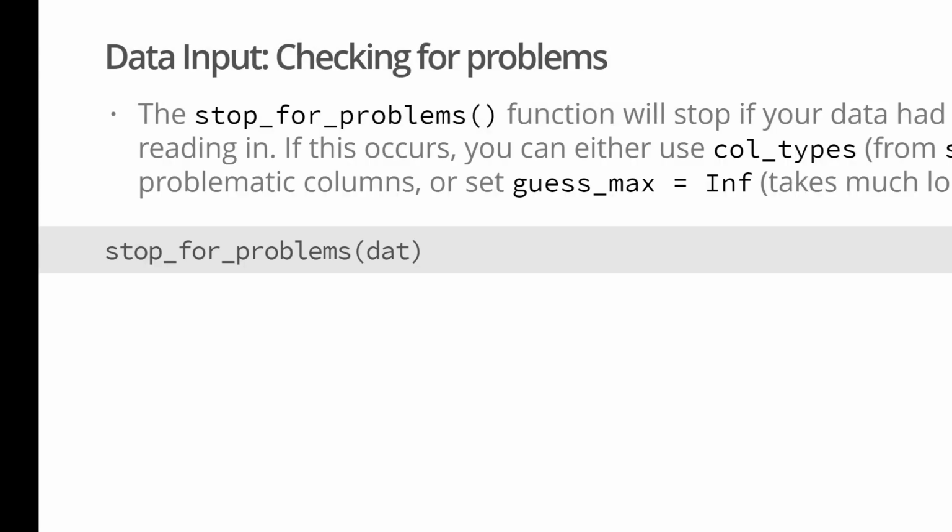And so there's this stop for problems function that'll stop if your data had an error when reading it in. You can either manually set the column type using the output of spec, or you can try to guess. Sometimes the first few columns have problems or don't have problems. If you don't guess the class from a very small subset of the data, it'll take longer, but you'll probably be more likely to be accurate.